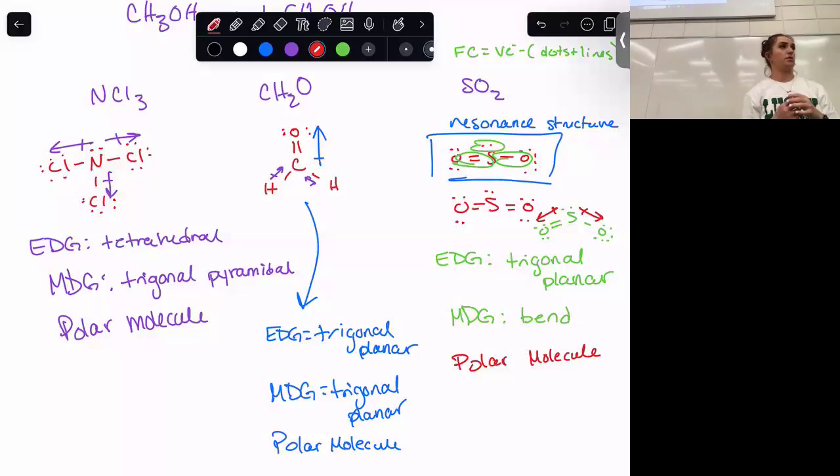So we're looking at the molecular domain geometry to figure this out. The electron domain geometry is just to help you figure out the molecular domain geometry. Something needs to be asymmetrical.